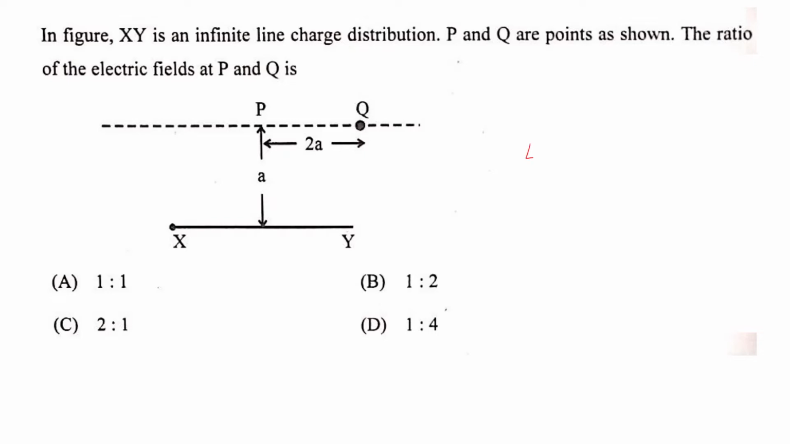Electric fields at P and Q is given by E is equal to lambda divided by 2 pi epsilon naught a, where lambda is linear charge density and a is distance from XY. Here P and Q both are at same distance from XY, that is a is same, therefore ratio of electric fields at P and Q is 1:1.